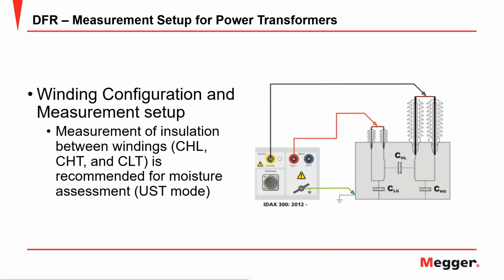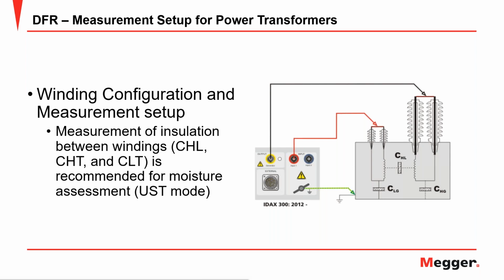Okay, so with that being said, let's go back to the power transformer and the test itself. The winding configuration and the measurement setup, we always try to look into the interwinding capacitance for the analysis. As I mentioned before, because we're looking into this XY process in the modeling part, we will look into the UST test modes. Normally, that will be your high to low, your high to tertiary winding, or your low to tertiary winding. Those are recommended for moisture assessment.